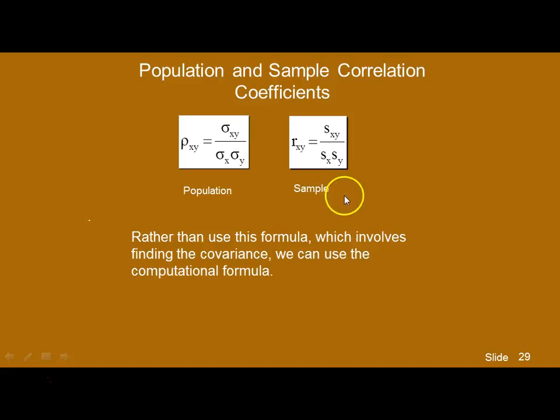You could do something similar for a sample of data, except we're going to call it Rxy. Rxy stands for the sample correlation coefficient, or more generally just called R. Again, we would take the sample covariance over the product of the sample standard deviations. Now, if you plug the formula in for the covariance and the standard deviations and play around with it algebraically, you can get what I'm going to call a computational formula.